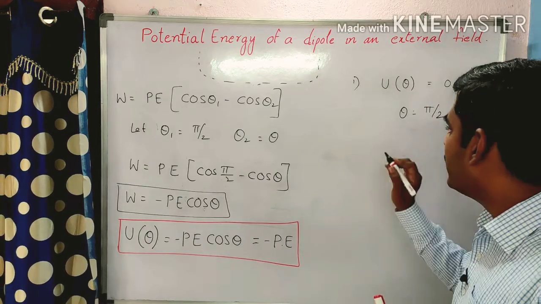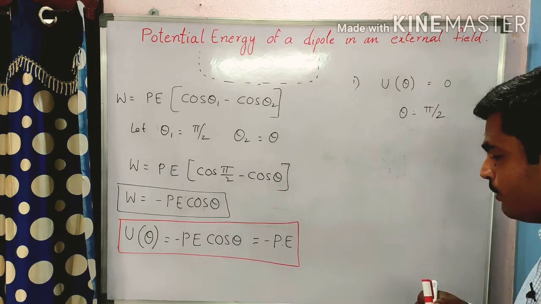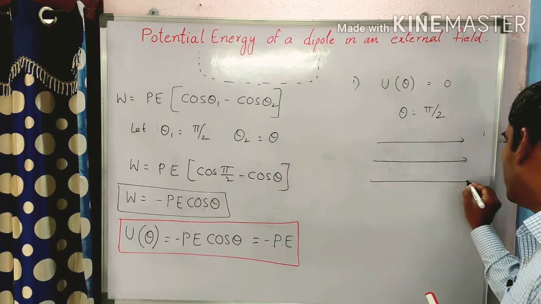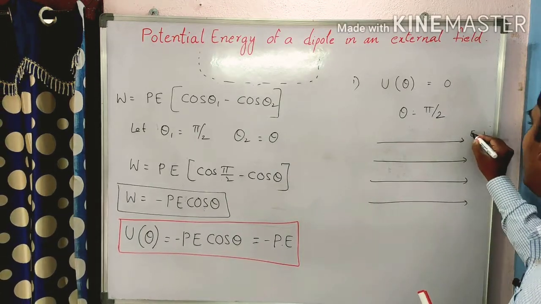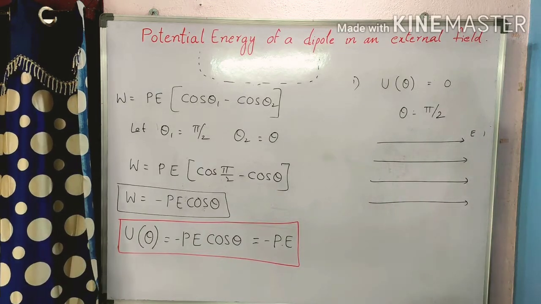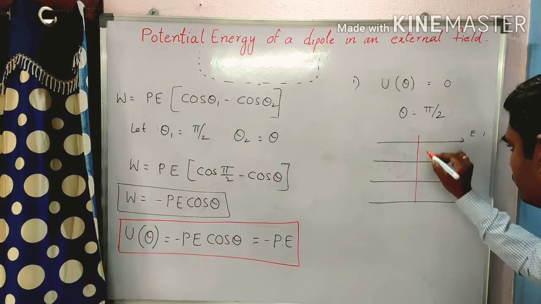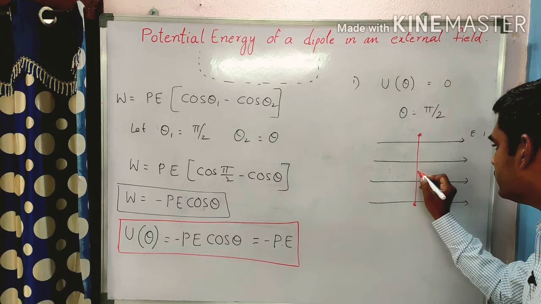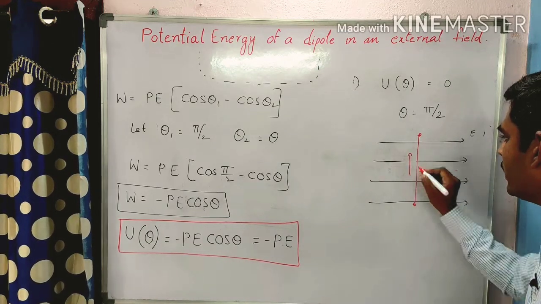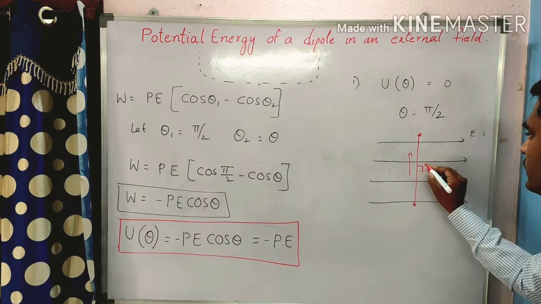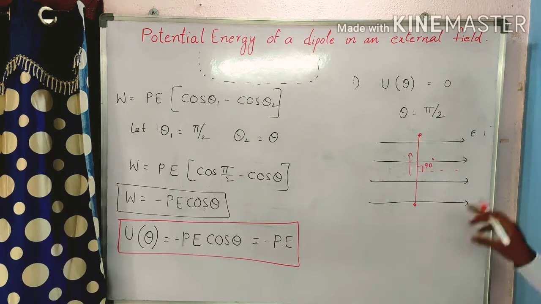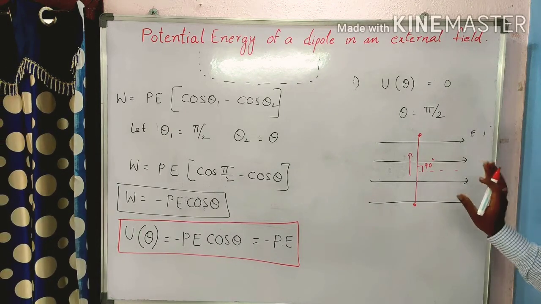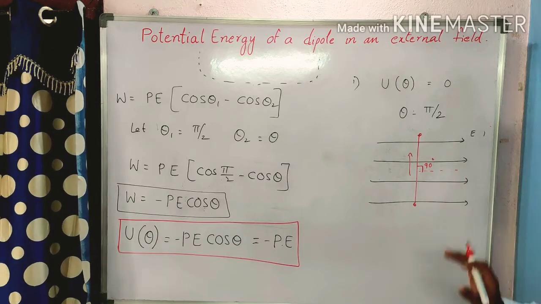Number 1, theta is equal to pi by 2. So where is theta equal to pi by 2? This is the electric field. Here I am taking the dipole. This is the dipole, and this is the angle made by the dipole moment P with the electric field, 90 degrees. So in this condition, the potential energy of a dipole in an external field will be 0.